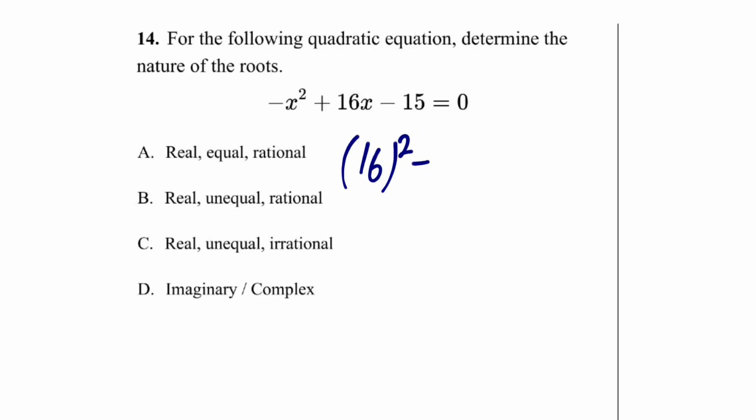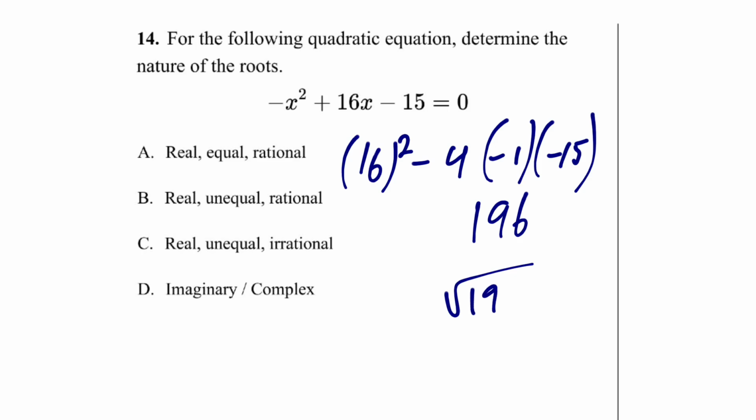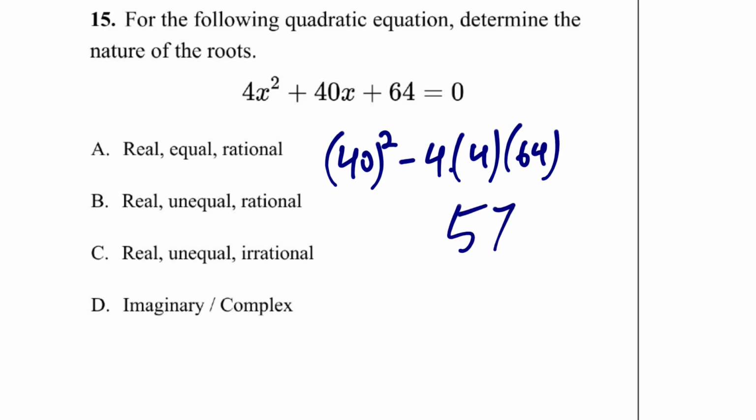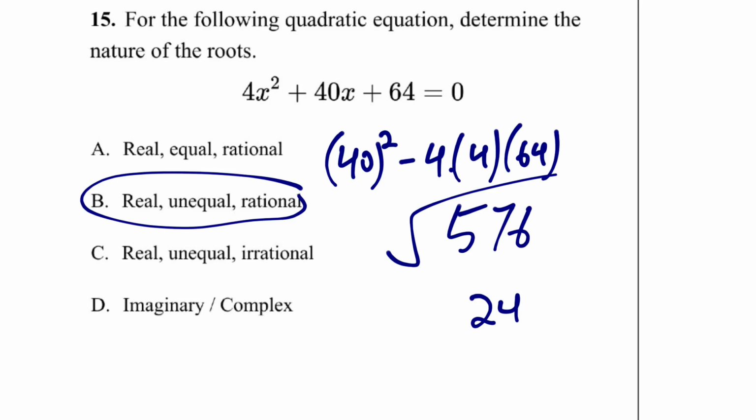16 squared minus 4 times negative 1 times negative 15. If you do this one, you get 196. If you take the square root of that, you get 14. So again, it's going to be B. Last one of this type, 40 squared minus 4 times 64. I get 576 if I take the square root of that. I get 24. So the answer again is B. If I got a decimal there, it would have been C, but it's a perfect square again.